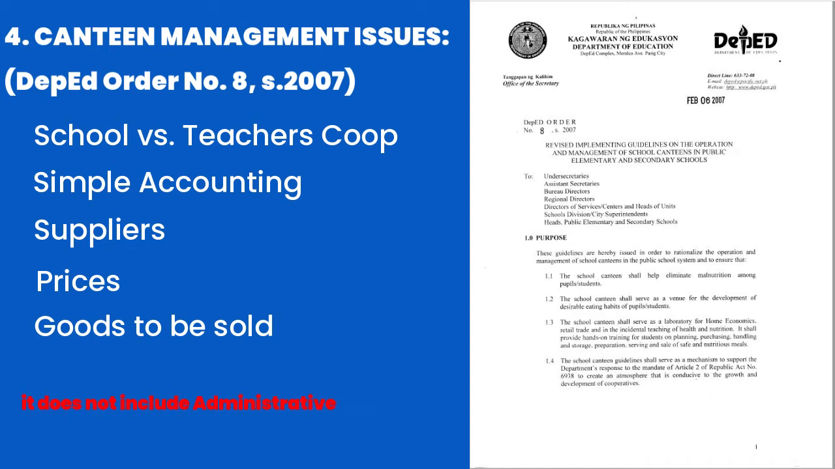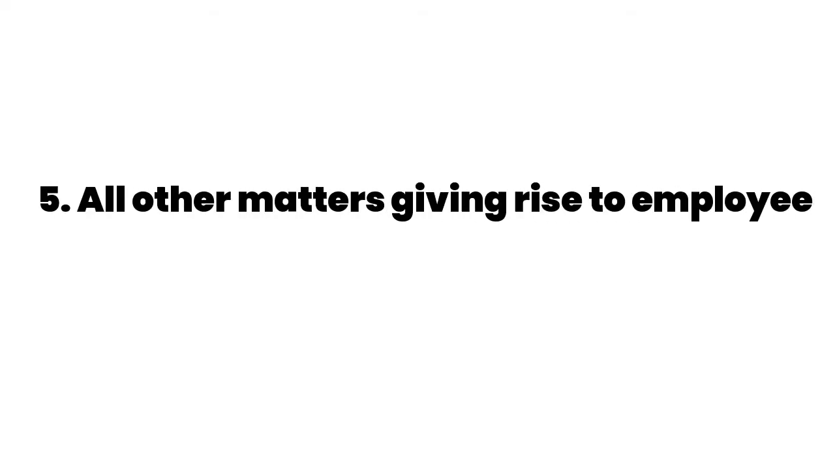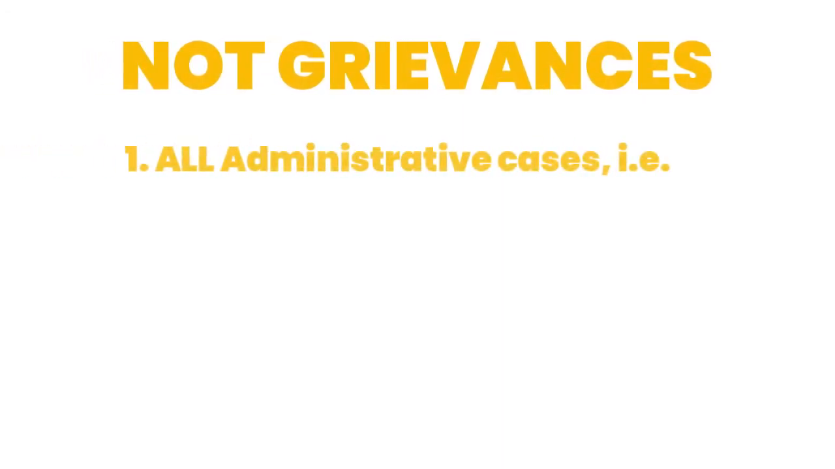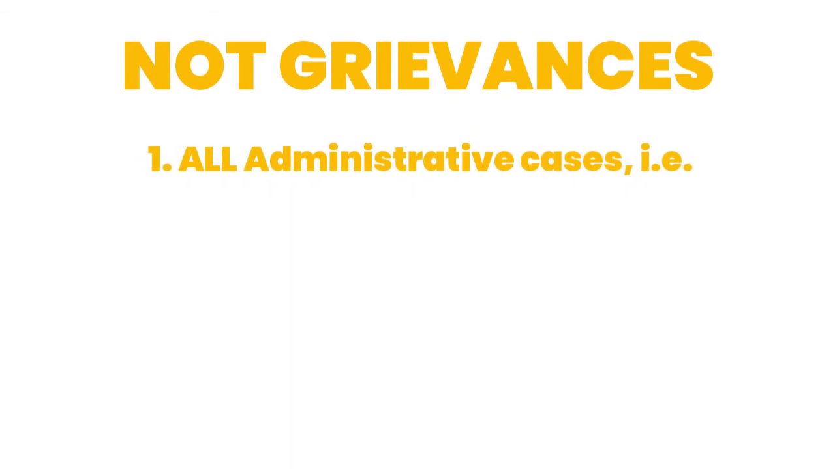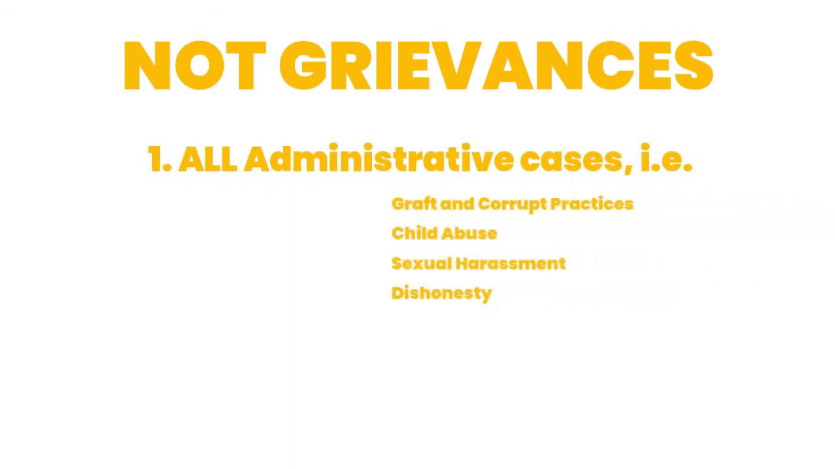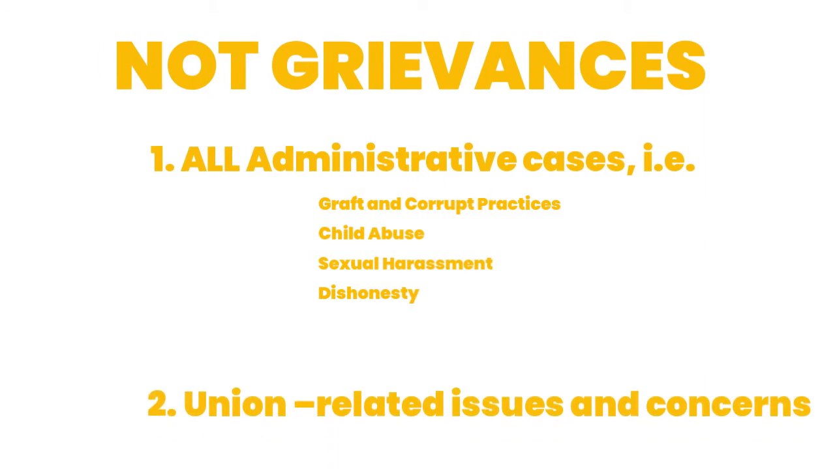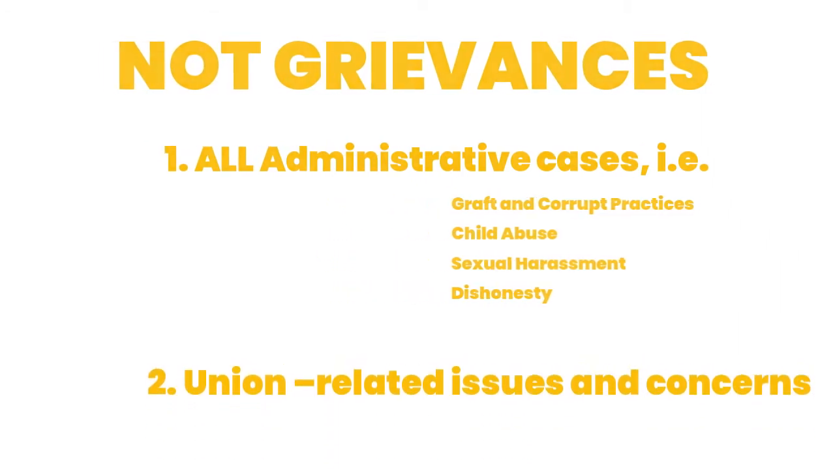But take note, it does not include administrative offenses under DepEd Order No. 49, Series of 2006. Lastly, all other matters giving rise to employee dissatisfaction and discontentment. That being the case, what are matters not covered by grievance procedure? Number 1, all administrative cases. Example, graft and corrupt practices, child abuse, sexual harassment, dishonesty. And number 2, union-related issues and concerns.